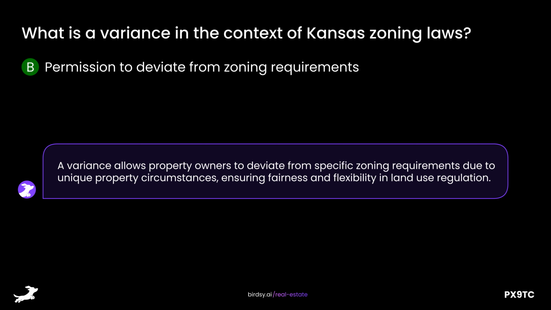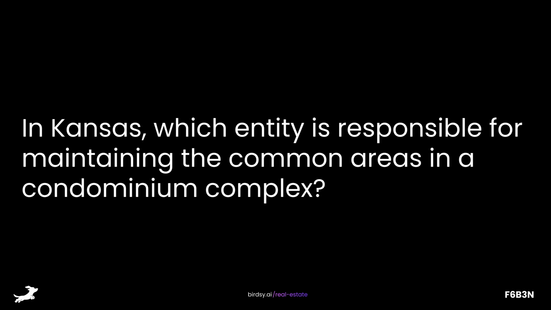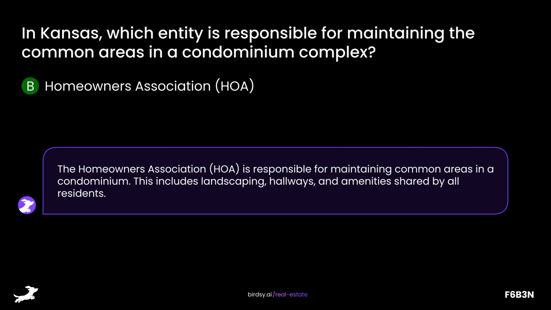Condominiums and HOAs. In Kansas, which entity is responsible for maintaining the common areas in a condominium complex? Is it A, individual unit owners, B, homeowners association, C, local government, or D, property management company? The answer is B, homeowners association. The homeowners association is responsible for maintaining common areas in a condominium. This includes landscaping, hallways, and amenities shared by all residents.